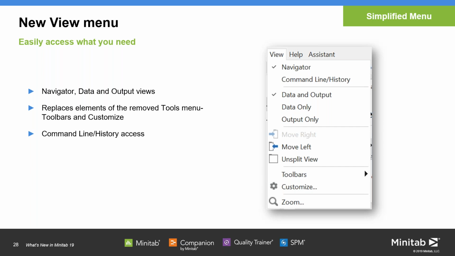For example, the options to view only the data, view output only, or view data and output, that's also available in the lower right-hand corner of the new interface, as is the option to zoom. Okay, but if you prefer a drop-down menu, this is where you can find these options. And this is also where you're going to find access to the new command line and history.